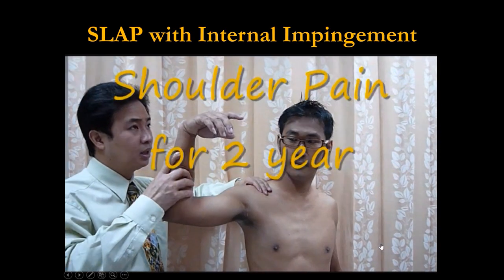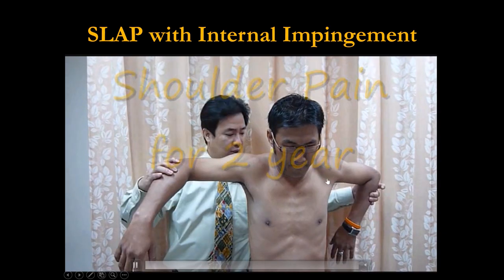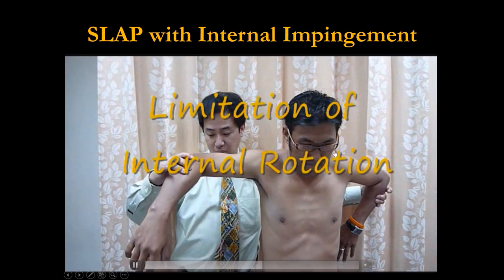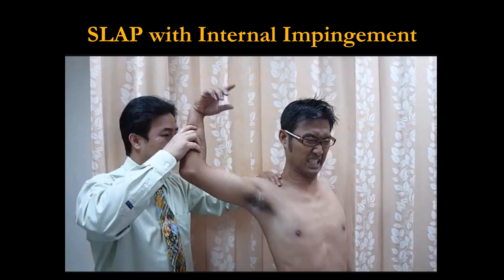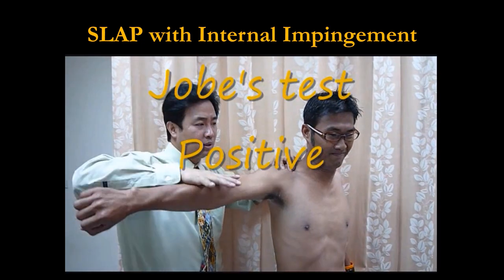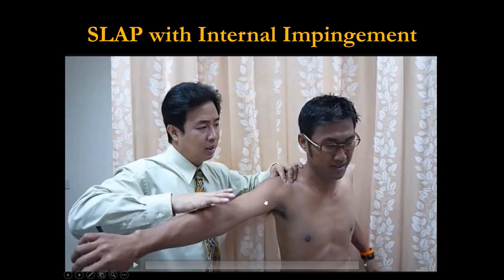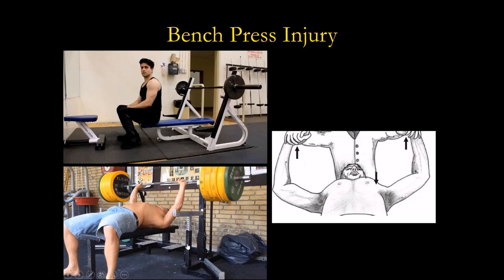So another SLAP happens. This is a badminton player. Okay, when you make an abduction external rotation, you will have a deficit in internal rotation. Okay, this patient has the internal rotation deficit. We call it internal impingement. Okay, that happens in the patient with SLAP lesion.